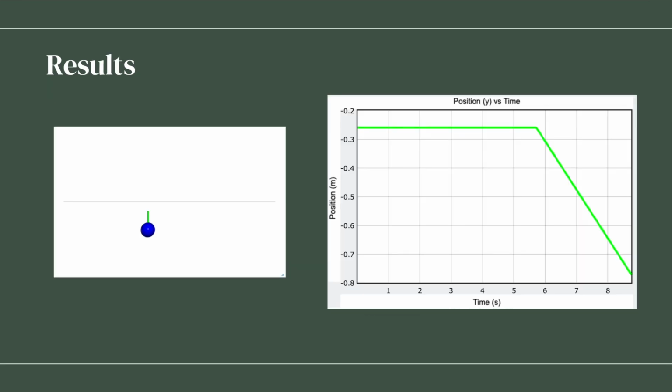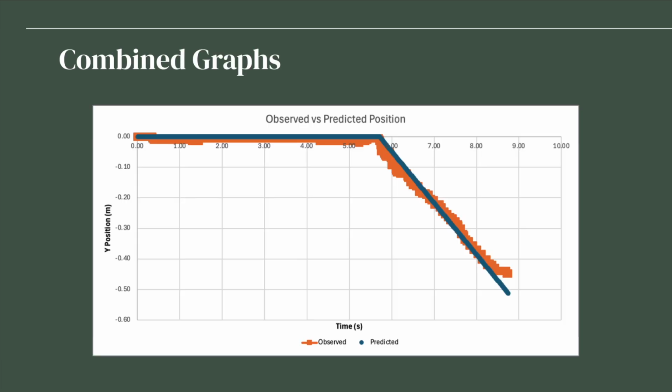I ran the code and this was the model that was projected. The image on the left is the actual model of the bottom of the Slinky falling. The graph on the right is the projected Y position versus time graph. As you can see, the line stays horizontal for just under 6 seconds and then declines linearly. When I combined the two graphs, I noticed that there was little difference between the two models. They follow the same path fairly closely.